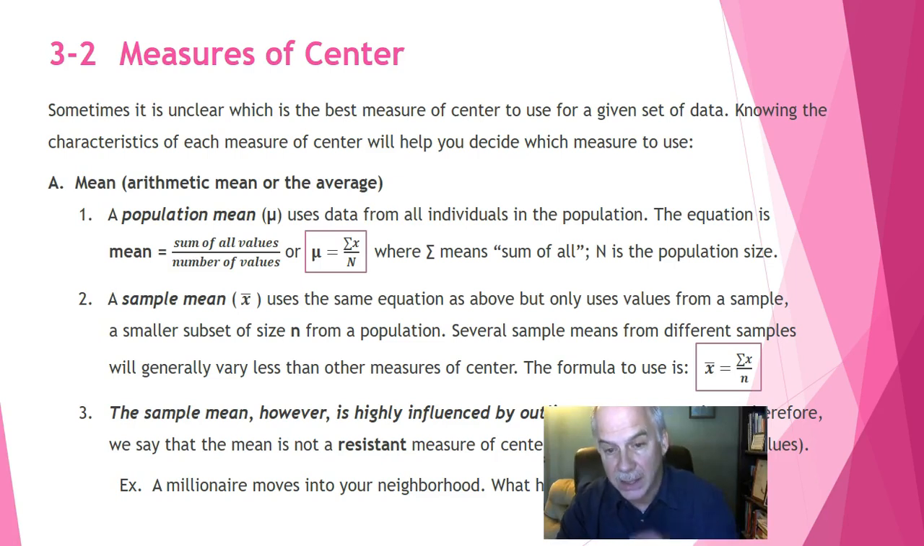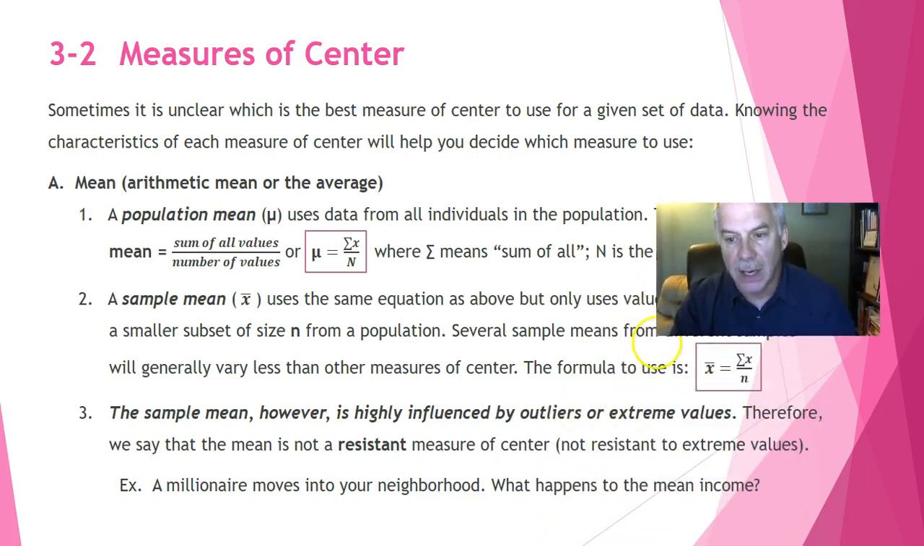All right, and x's are the scores, the individual data scores that we're talking about. So x bar is the mean of all those x's in the sample. Then the sample mean, however, is highly influenced by outliers or extreme values. In other words, if you happen to get an outlier, a very high value or a very low value in your sample, it can throw off your mean. And that's just the case.